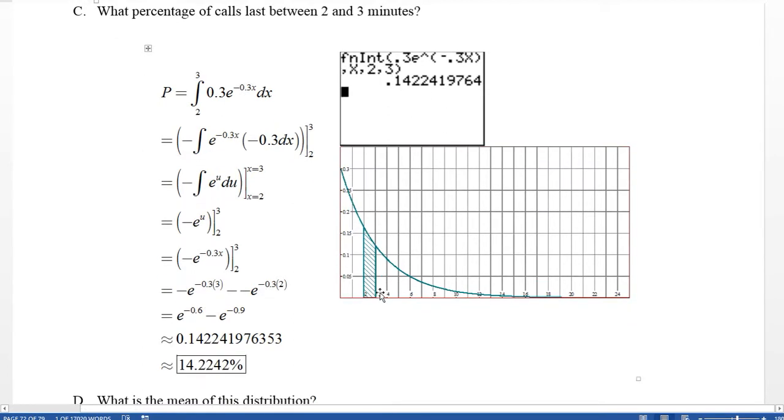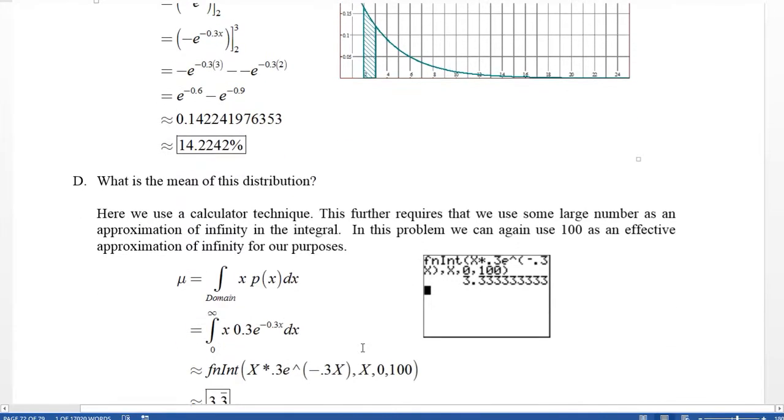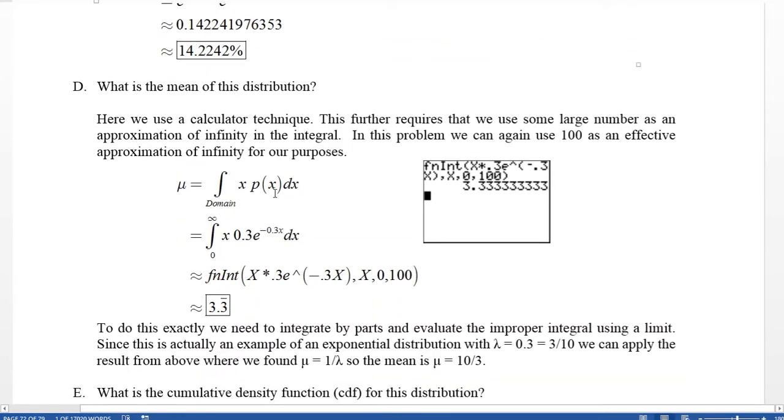Graphically, that's represented by the area under this PDF curve from 2 to 3 down to the x-axis, so that shaded area. What's the mean of the distribution? We take the PDF times x and then integrate that. So we're integrating x times that PDF of x.